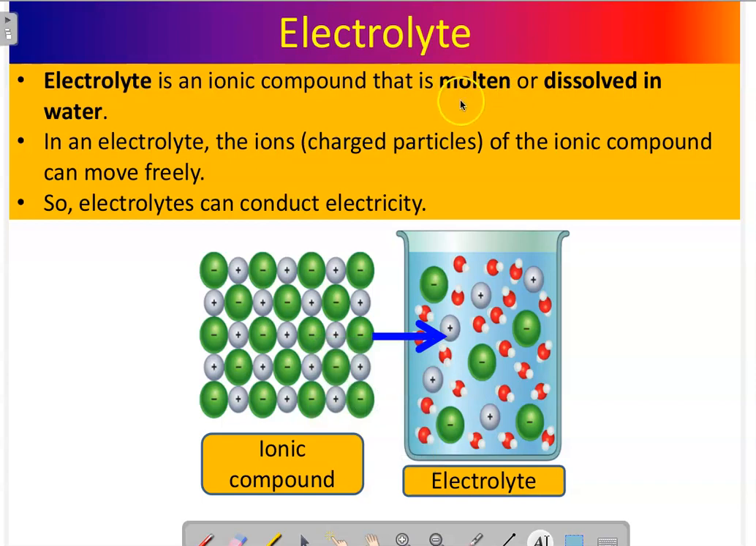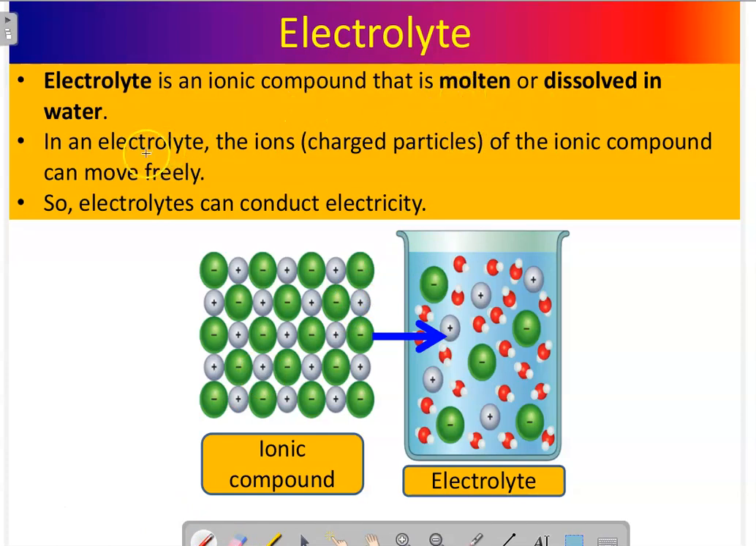Okay. Now, if we take a simple, common ionic compound like sodium chloride, being an ionic compound, it contains positive and negative ions. If you take solid sodium chloride and dissolve it in water, you will get an electrolyte of sodium chloride. So an electrolyte is an ionic compound that dissolves in water or is molten.